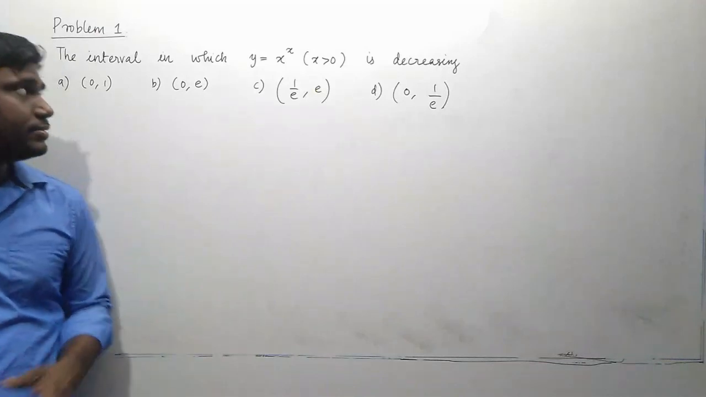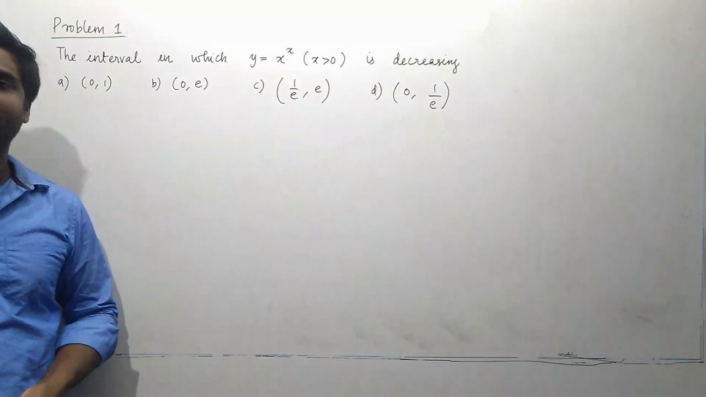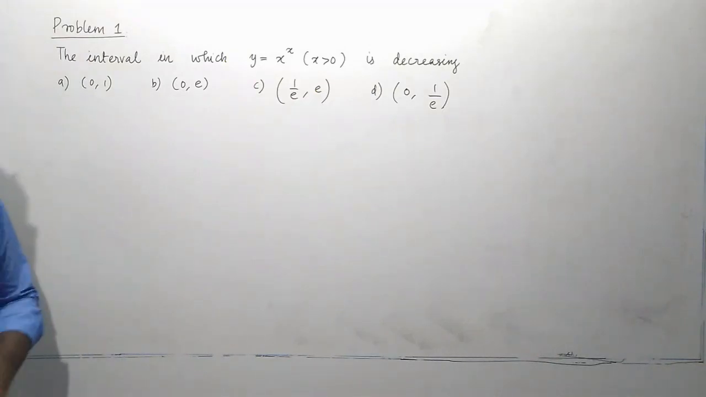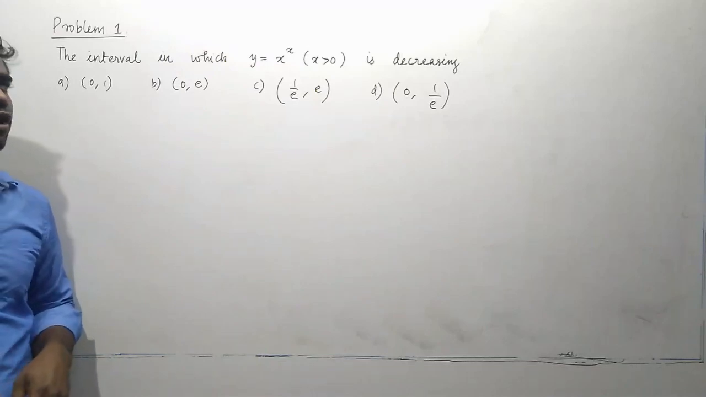Problem number 1. The interval in which y equals x raised to x, x greater than 0, is decreasing. Options are (0, 1), (0, e), (1 by e, ...) and (0, 1 by e).